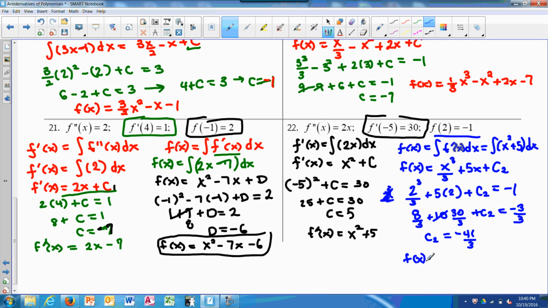So our f of x function is x cubed divided by 3 plus 5x minus 41 divided by 3. So this function passes through the point 2, -1, has the derivative of 30 at -5, because our derivative would be x squared plus 5, and the second derivative is 2x.